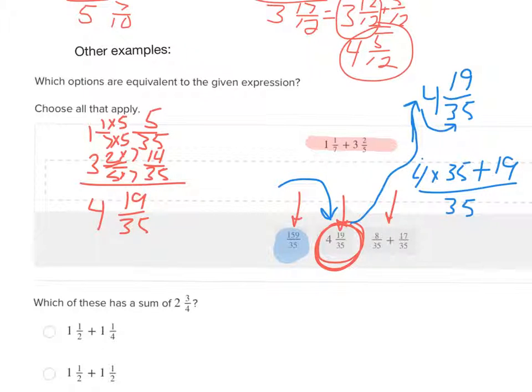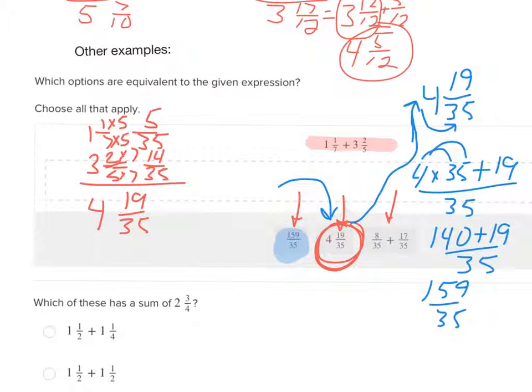So 4 times 35 is 120 plus 20 more, so that's 140, plus the 19. 140 plus 19 is 159 over 35. That's another winner. So there's 2 answers here.